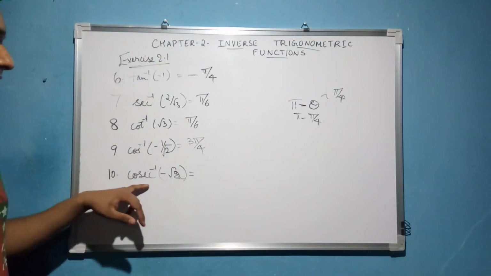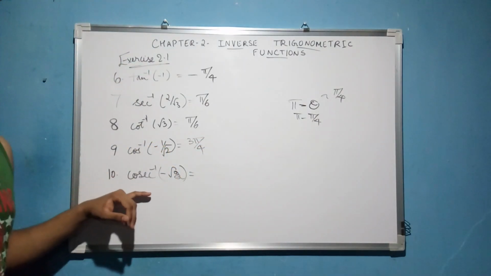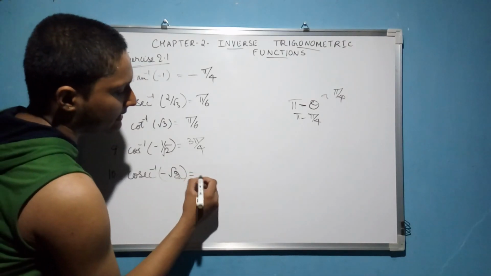Okay, now you have cosec inverse minus root 2. So as it is a cosec inverse function, directly I can write it to be a negative sign here.